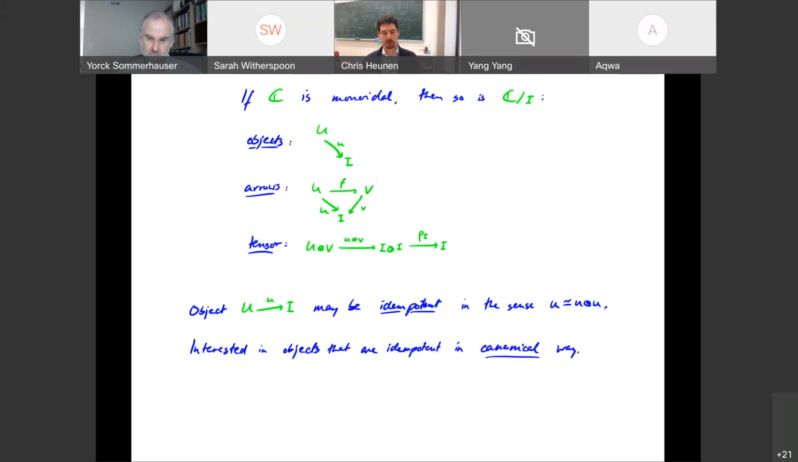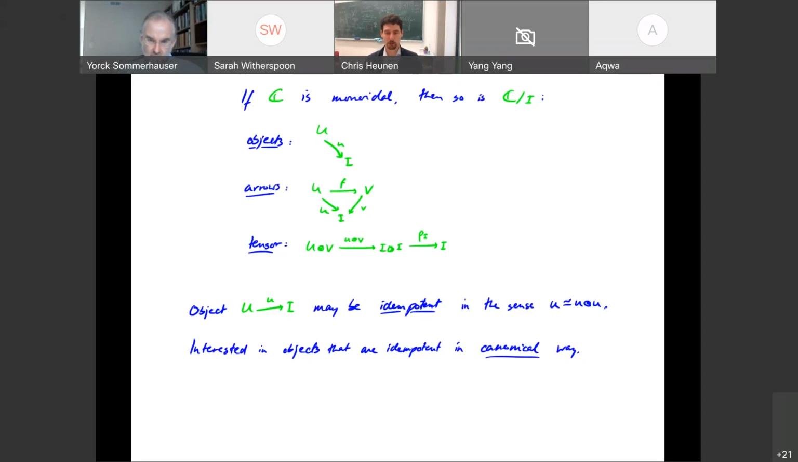Now, in this new category, an object, so that's a map into the tensor unit in the old category, it could be the case that this object is isomorphic to a tensor product with itself. And in that sense, it could be idempotent, sort of idempotent with respect to the tensor product. And we're going to be interested in objects that are idempotent in this sense, but in a canonical way. I don't just want any old isomorphism between U and U tensor U. I want a certain canonical thing to implement the isomorphism.